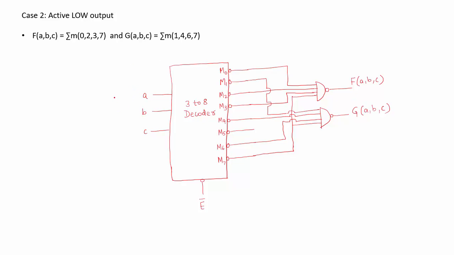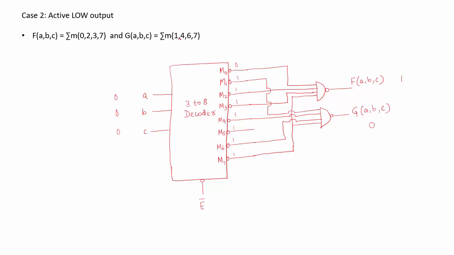See, for input combination 0, 0, 0, outputs will be 0, 1, 1, 1, 1, 1, 1, 1. So all the 4 inputs to this NAND gate is 1. So the output G will be 0, and one of the input to this NAND gate is 0. So the output F will be 1.